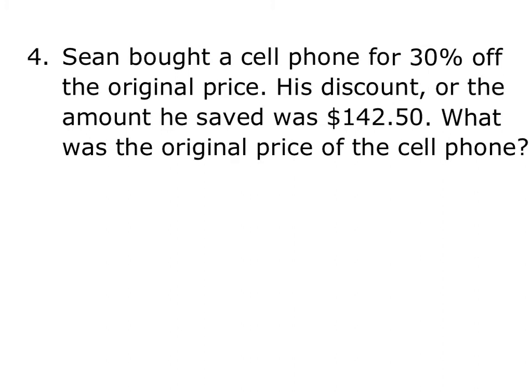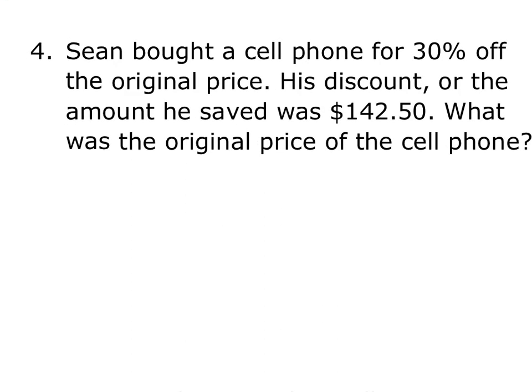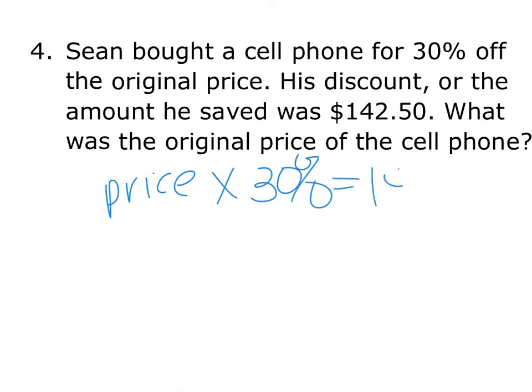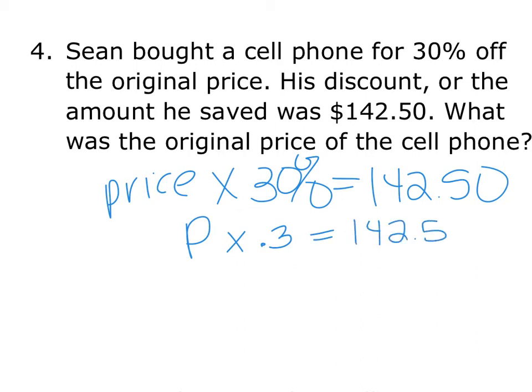In other words, we took the price of the cell phone and we calculated 30% of it, and that's what the discount amount was. So we were given the discount, we weren't given the original price, but we can figure it out. The price here is our unknown, so I'm going to use P for price, and we're going to multiply that times 30% as a decimal, and that is going to equal the discount.